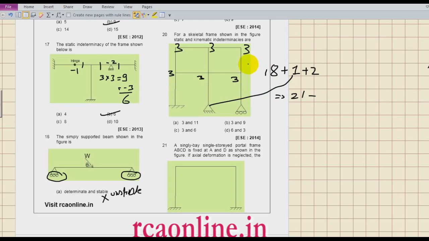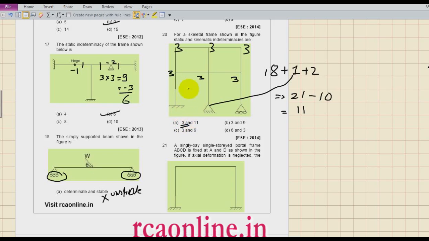Now how many members are there? 1, 2, 3, 4, 5, 6, 7, 8, 9, 10. So you have 10 members. So what is the right answer? 11. Now there may be some error. So it is not 3 in the engineer. I have seen 2-3 books, all have written 3. So there might be some error in the engineering services exam.